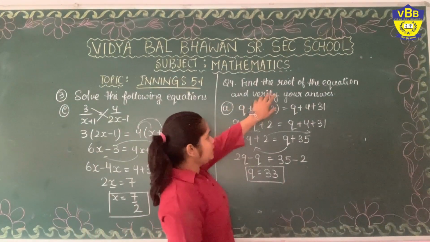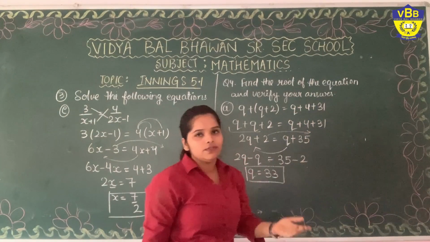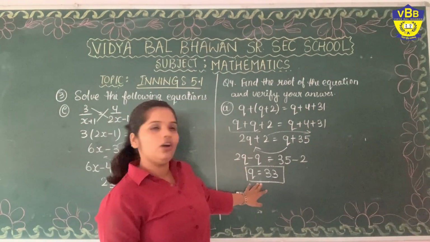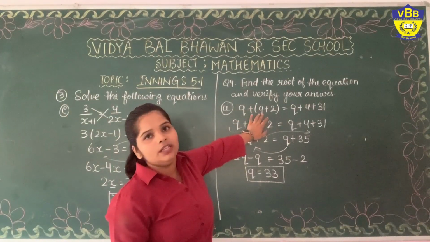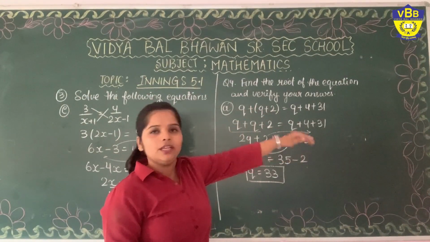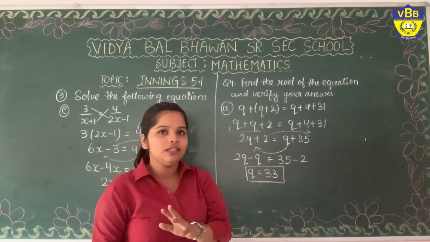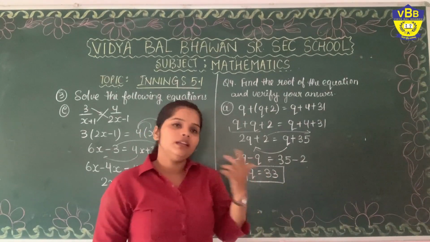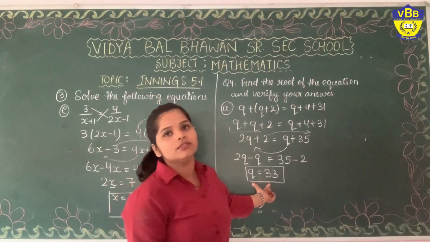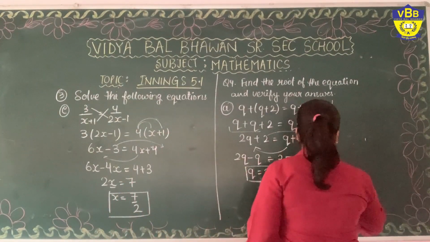After that, you also need to verify your answer. How to verify? Put the value of q you got here in this equation on the left side and right side one by one. If the left hand side and right hand side are equal, it will be verified, or it will be the correct solution.